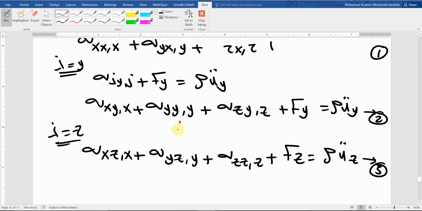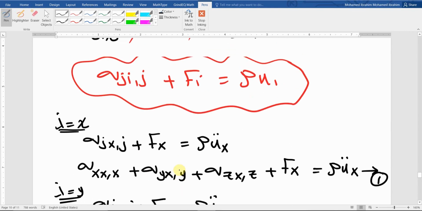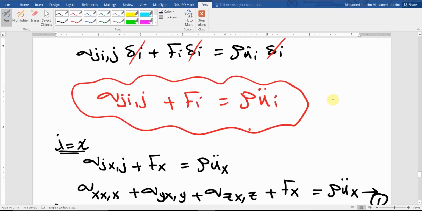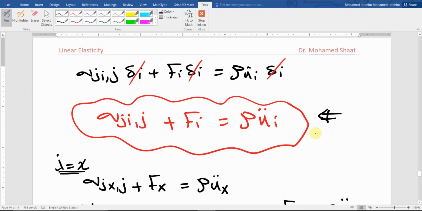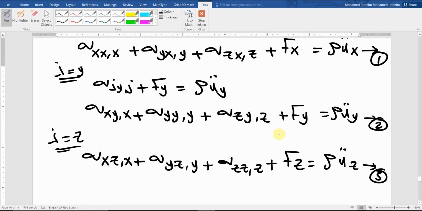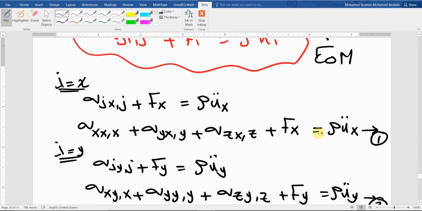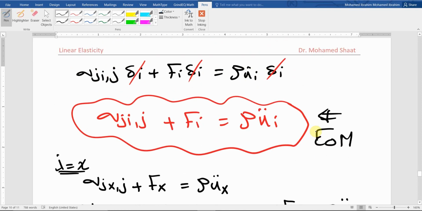So these are the three equations, the explicit form of the compact form of the equation of motion. This is the equation of motion in the compact form. This is the explicit form of the same equation. As you can see here, the equation of motion of the continuum is three equations.